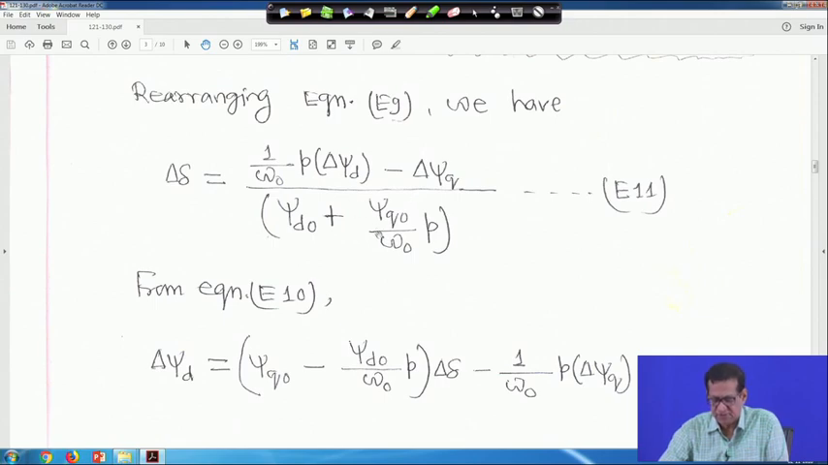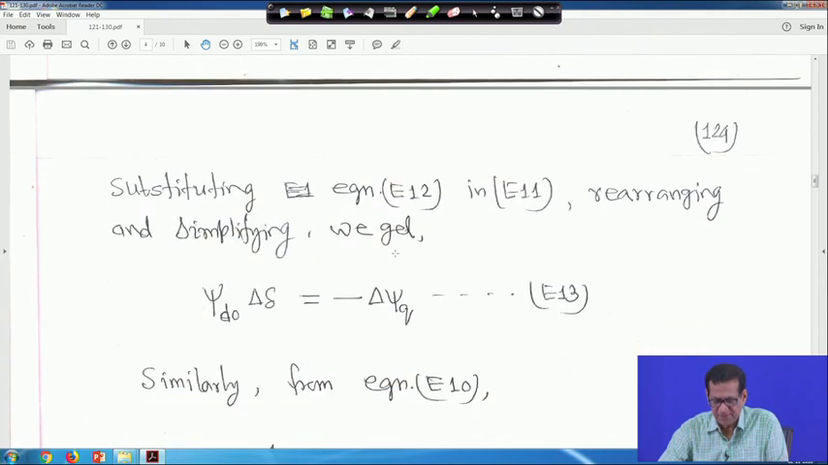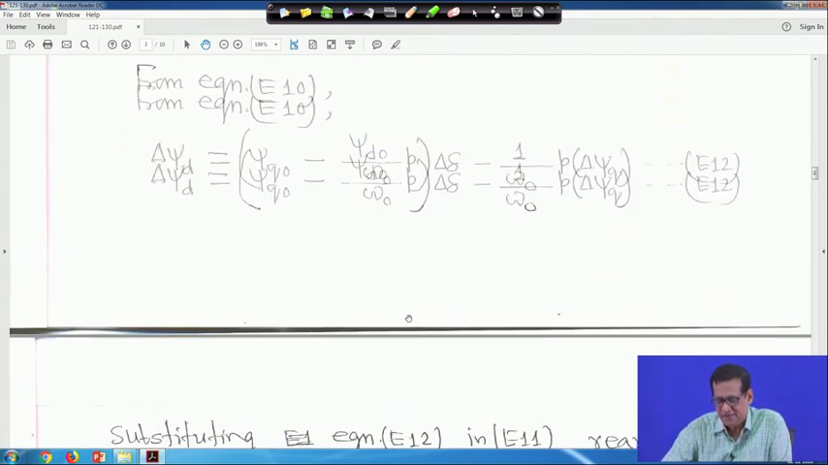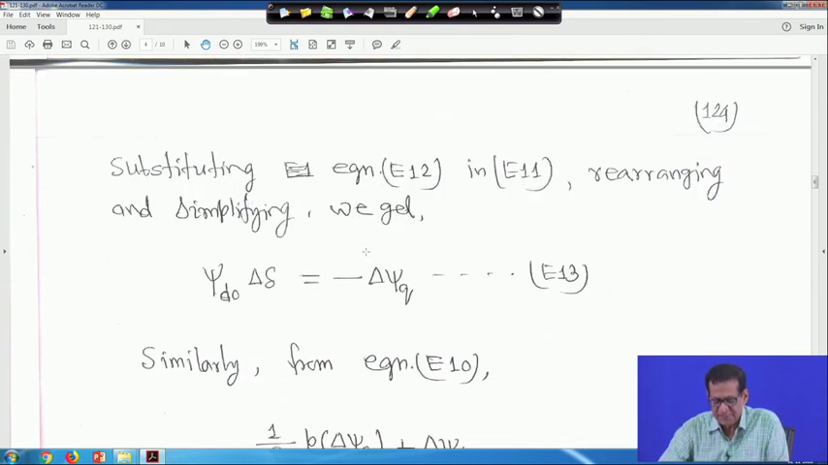So you substitute the delta psi d term in equation E11 and simplify. You will get psi d 0 delta delta is equal to minus delta psi q. Remember that all the derivatives, your psi q 0, P psi d 0, all these things will become 0 because these are at steady state operating condition. So, if you simplify, psi d 0 delta delta is equal to minus delta psi q. This is equation E13.